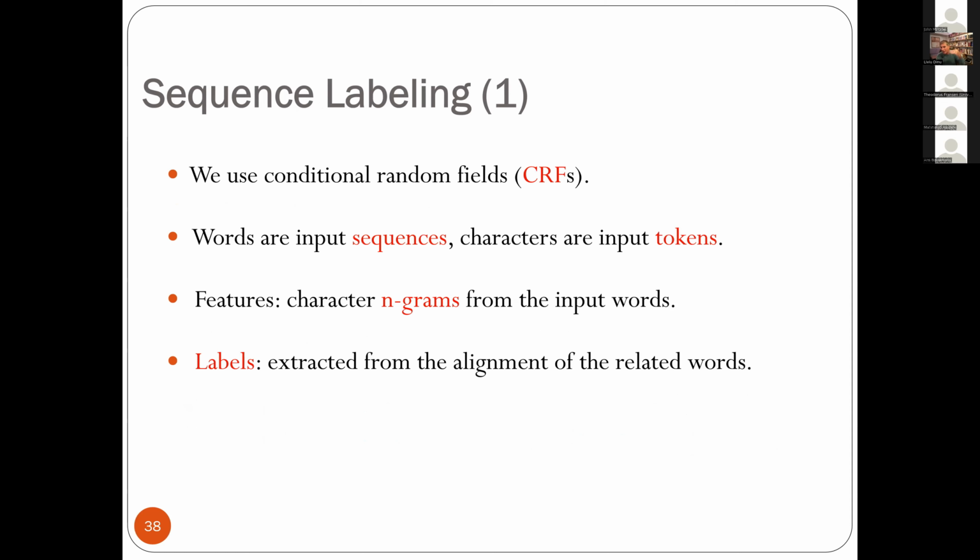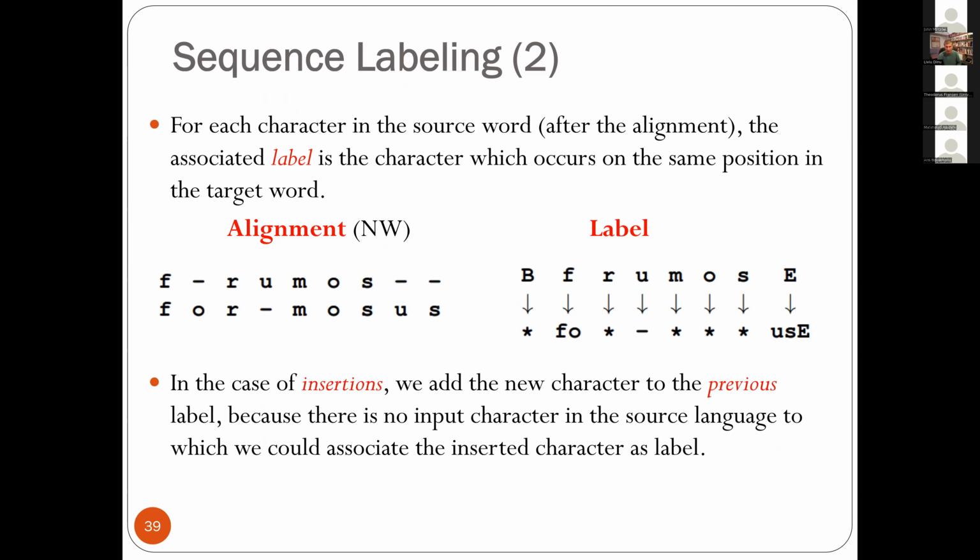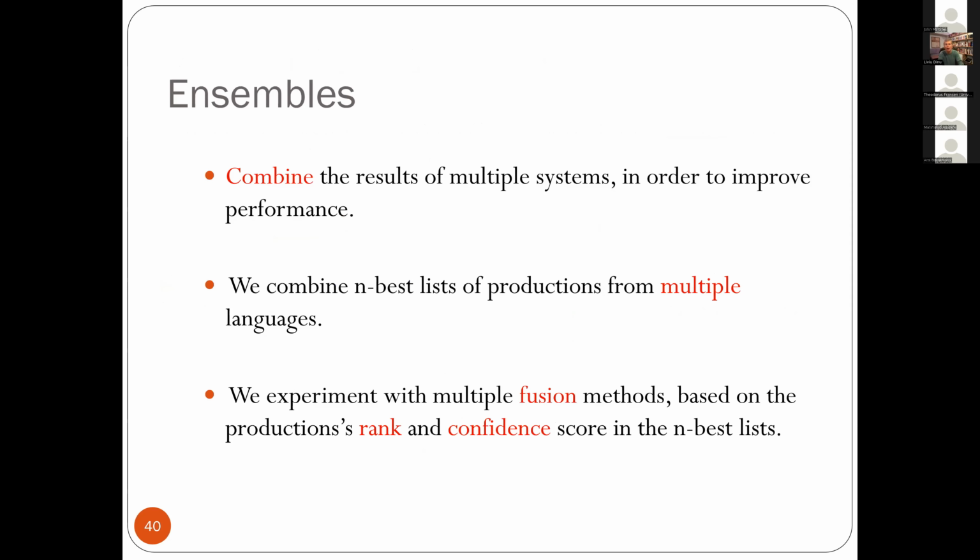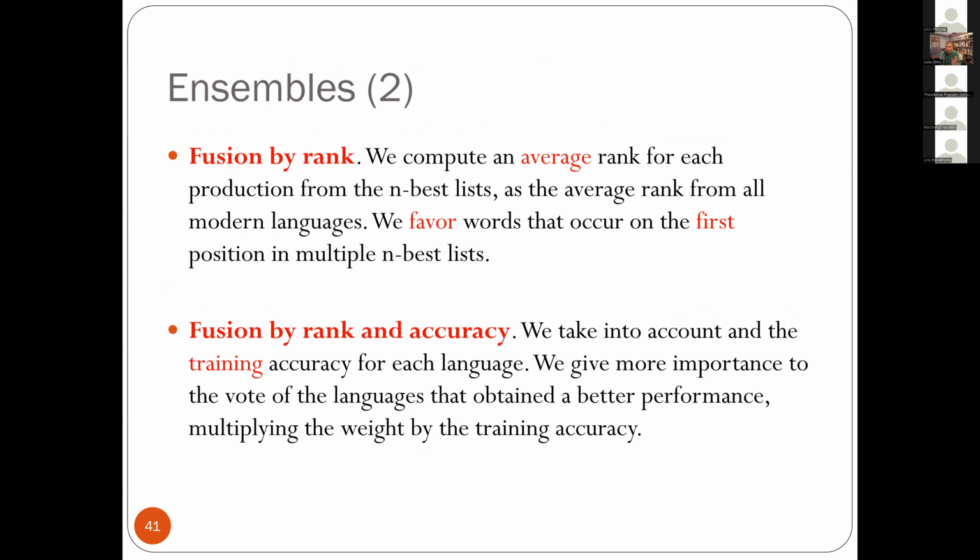Features are character n-grams from the input word, so in this case we also use n-grams. The label I already talked about. When we add, in case of insertion, the character, we link it with the character we did previously. What I talked about was the ensemble. What kind of ensemble do we use?